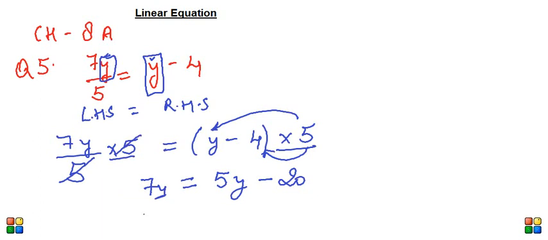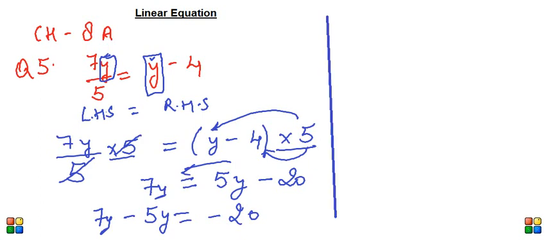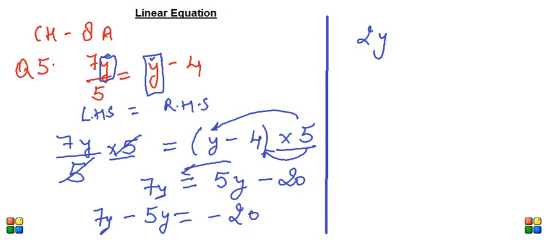Now again I want all the y terms together, so I will take the 5y to the left hand side: 7y minus 5y, because it is plus on the right hand side so it becomes minus, and this minus 20 I will take as it is. Next, 7 minus 5 is 2, so 2y is equal to minus 20.